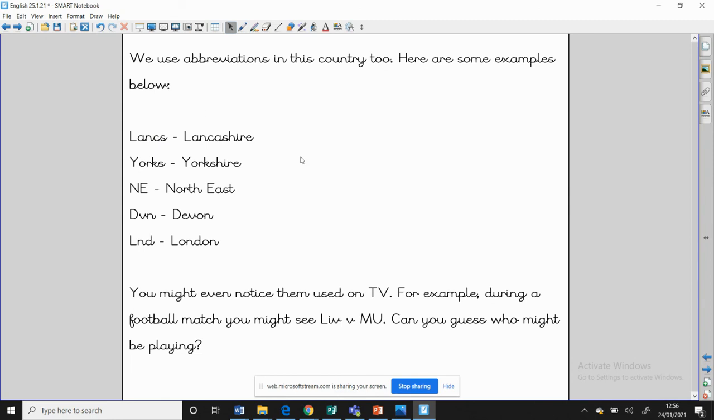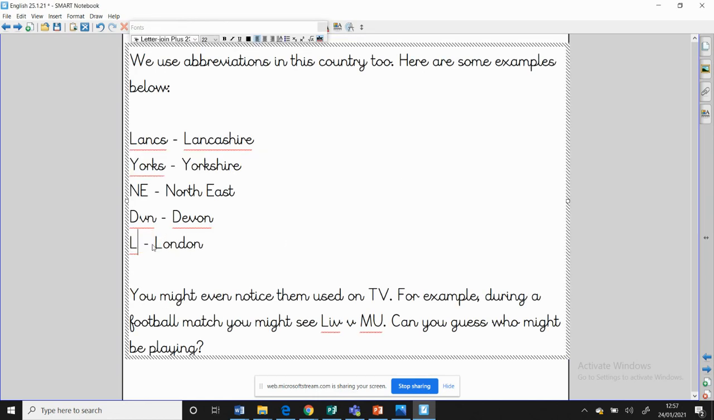Now, abbreviation, like I said, is a way of shortening a word. And here are some examples because we use them in this country as well. Lancs, Lancashire is often referred to just as Lancs, or Yorks for Yorkshire. Might just have letters like the states, so some areas you just refer to the NE or the NW, but NE in this case is the northeast, NW would be the northwest. DVN, another county in the south of England, that's Devon. And even London, I've got that the wrong way around there. See, we can all make mistakes, that should be like that.